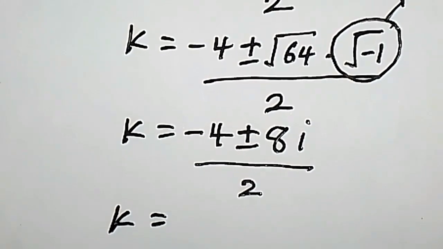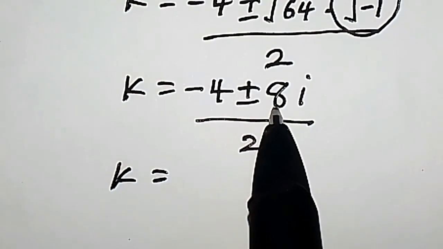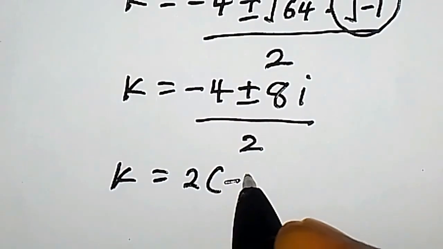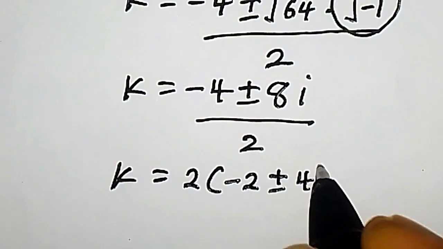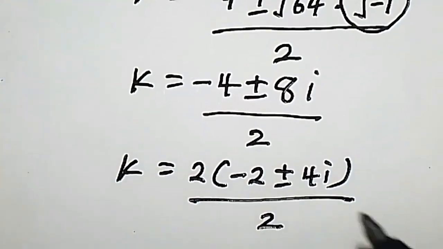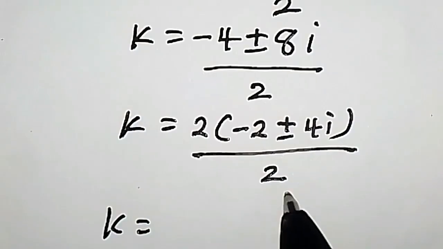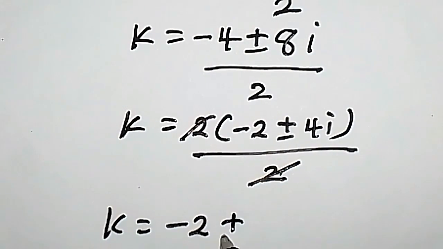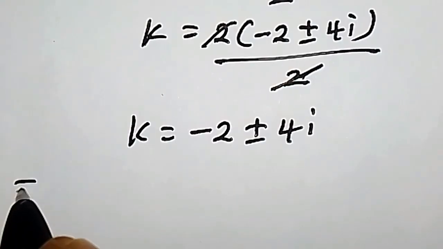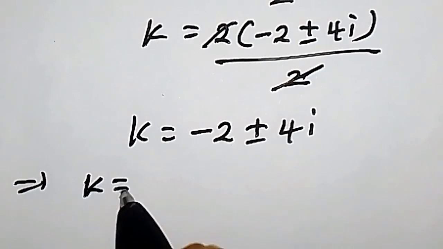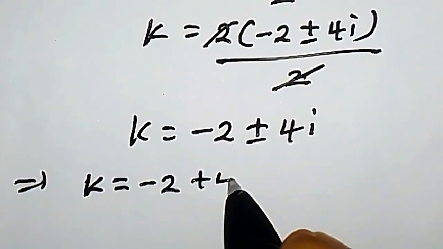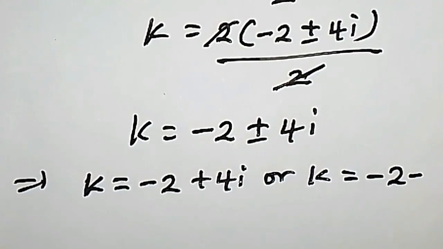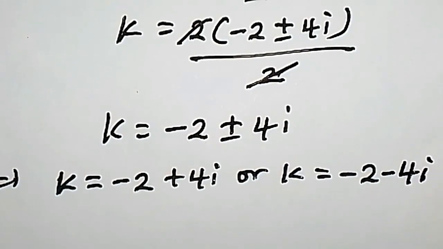k equal to, it is possible I can factor out 2 from this numerator. If I do that, I have 2 into minus 2 plus or minus 4i, divided by 2. k equal to, clearly 2 cancels 2. We are left with minus 2 plus or minus 4i. This implies that k is either equal to minus 2 plus 4i or k equal to minus 2 minus 4i.